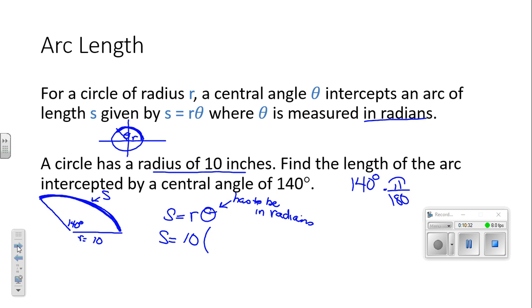Yep. So our degrees cancel, our tens cancel. 14 over 18 is going to reduce to 7 over 9. 7 pi over 9. So we're going to take that 10 times the 7 pi over 9, and we'll have our arc length. So 10 times 7 is 70. 70 divided by 9 times pi, however you want to do it. Let's go to two decimal places. Everybody get that? Okay. So s is 24.43 inches.